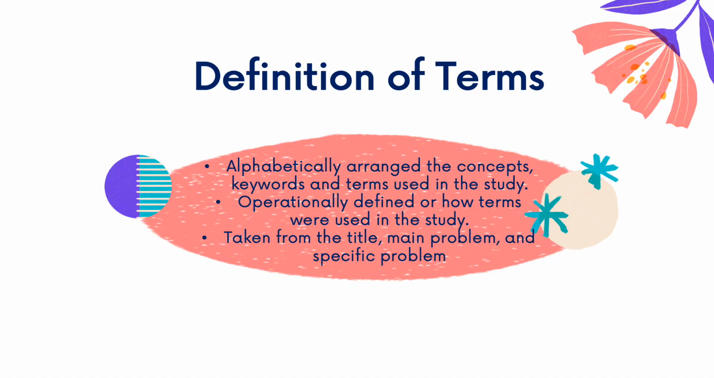The last section of Chapter 1 is the definition of terms. In this section, alphabetically arrange the concepts, keywords, and terms used in the study, operationally define or explain how terms were used in the study, taken from the title, main problem, and the specific problems.